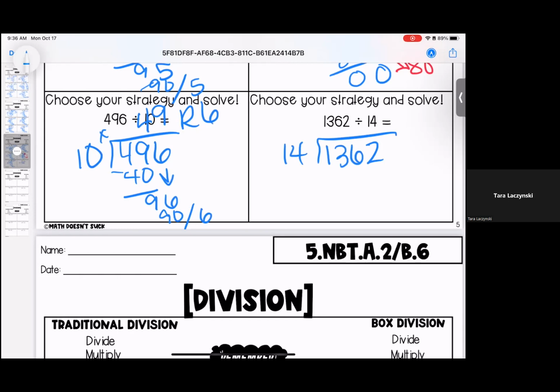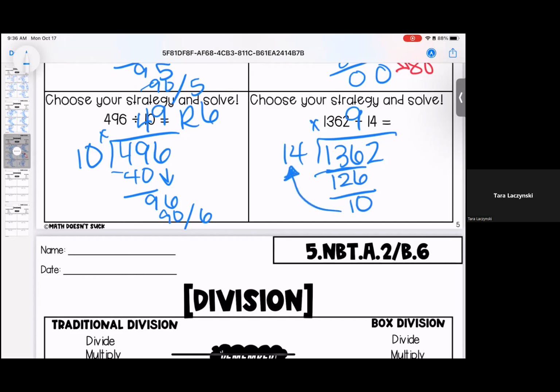Last one for this page. Let's see how we do. 14 does not go into 1 or 13. We're going to have to stretch it all the way to 136, where it's going to go in 9 times, which means that I get to subtract 126. That leaves me 10. 10 looks scary, but remember our quick check.